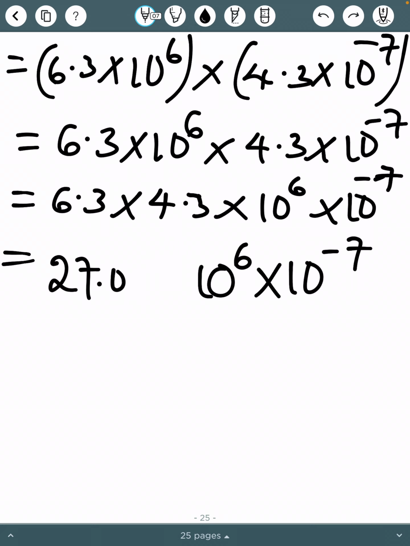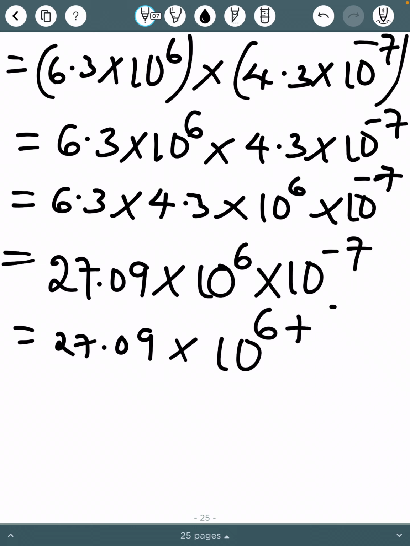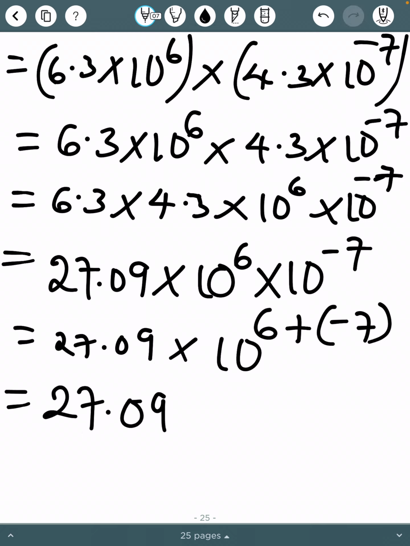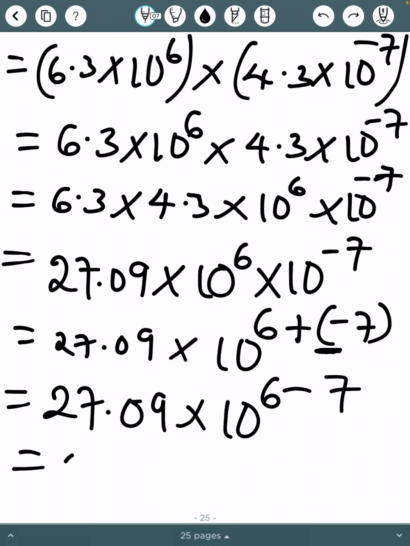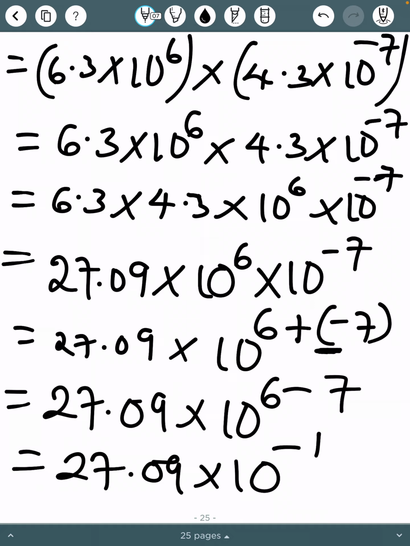That's 27.09 times 10 raised to power 6 times 10 raised to power minus 7. That will give me 27.09 times 10 raised to power 6 plus minus 7, because I'm multiplying these two, so I should be adding their indices. Plus times minus will give me minus. That's 6 minus 7. That gives me 27.09 times 10 raised to power minus 1.